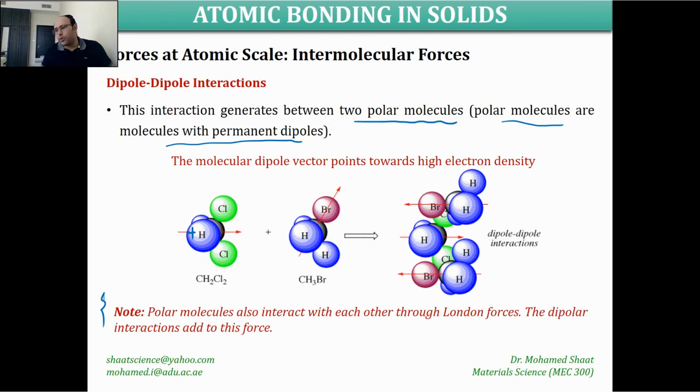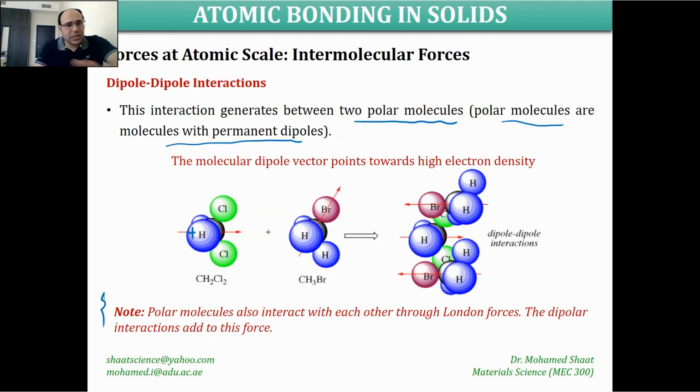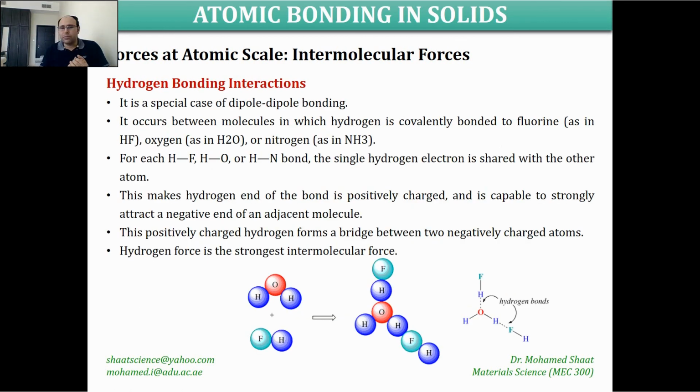So this is very important to acknowledge how these different types of forces are going to generate depending on the polarity and the type of the molecule itself. Make sense? The last type of interaction force is the hydrogen bonding force. Hydrogen bonding force is simply dipole-dipole interaction force, the same one, but it is a special form of the dipole-dipole interaction. So what does it mean? It means that the hydrogen bonding force generates between two polar molecules, but it is a special form. So it is a special case of the dipole-dipole bonding or interaction.